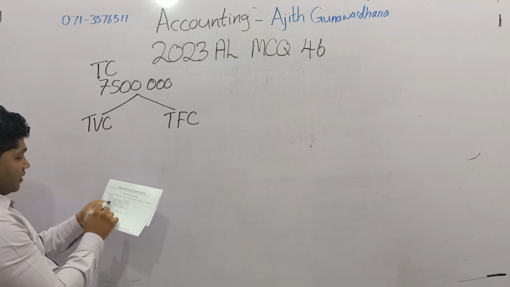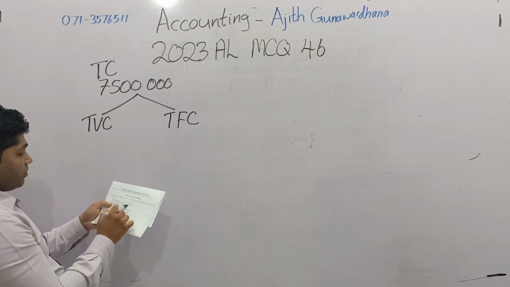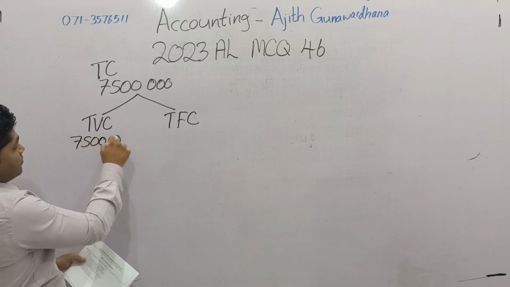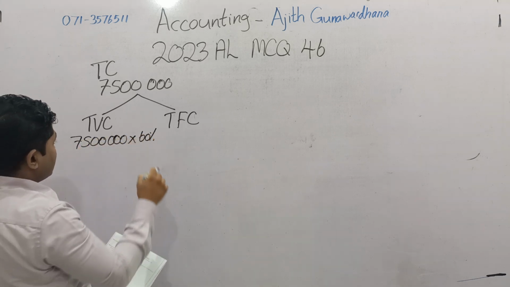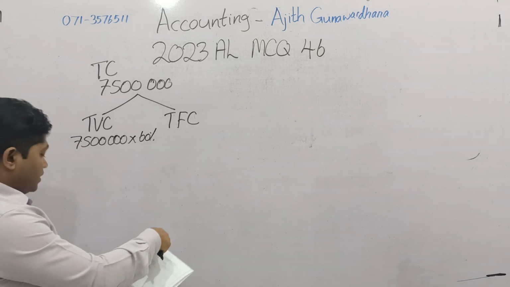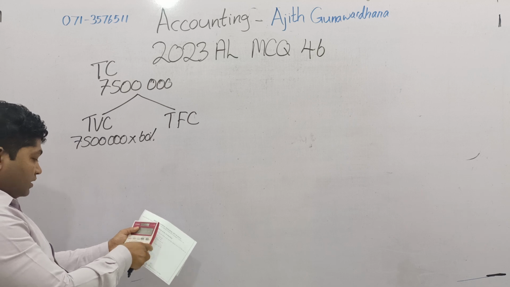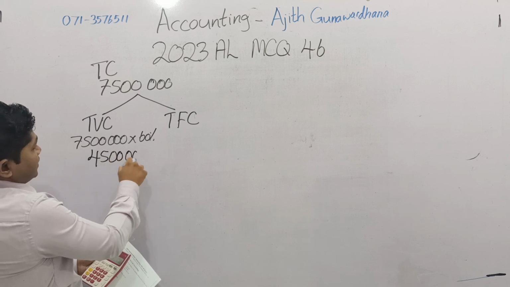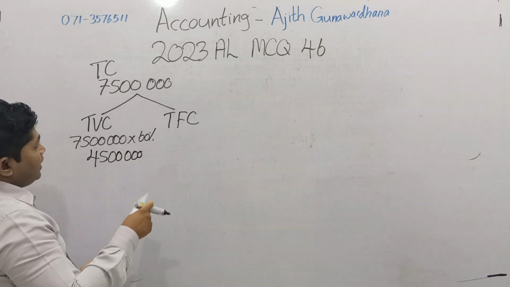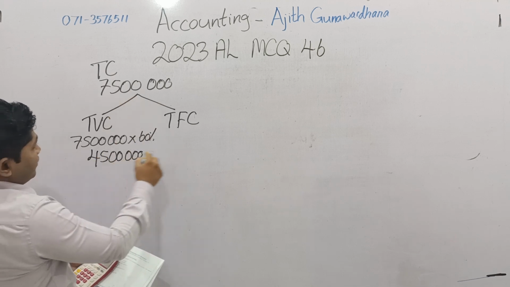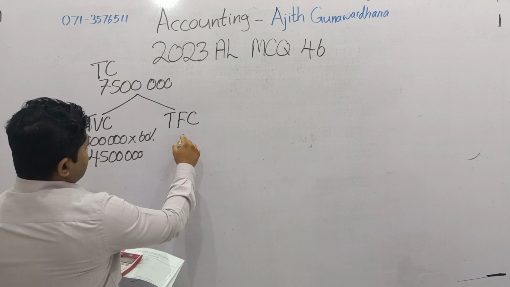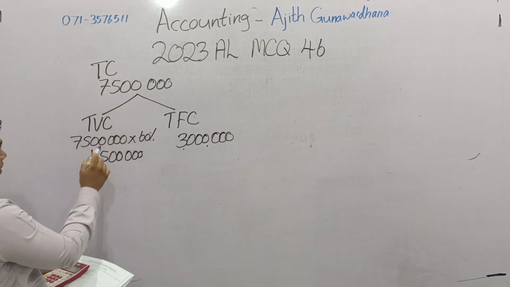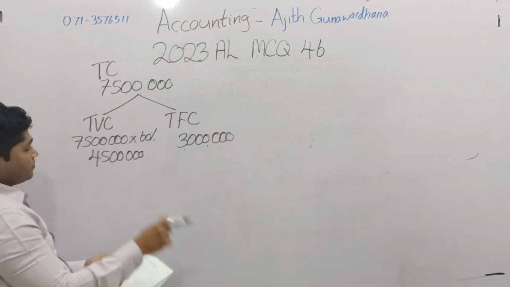It is given that the total variable cost equals 60% of total cost. Therefore, based on this value, 60% should be calculated. 7,500,000 into 60% equals 4,500,000. This is the total variable cost. Total fixed cost can be calculated: total cost minus total variable cost. Therefore, the total fixed cost equals 3 million rupees.